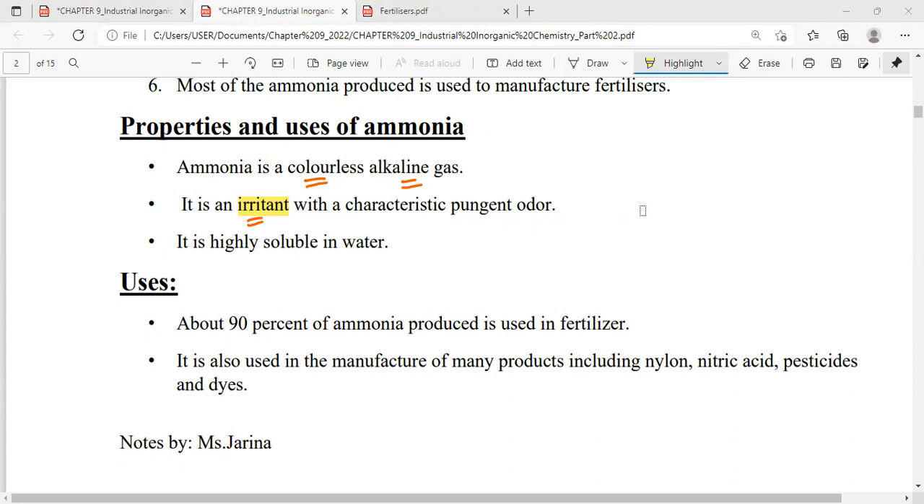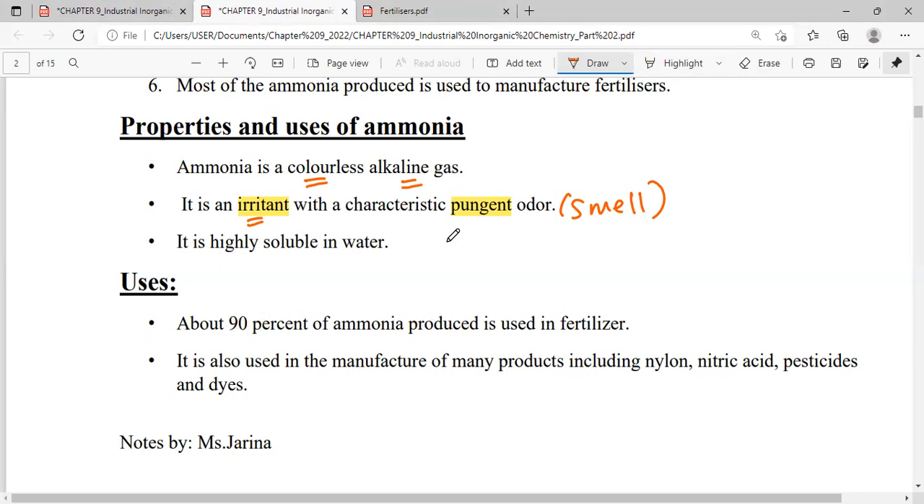You have to be careful of this gas, and it has a characteristic pungent odor. Pungent means it has a very strong smell. Even if you smell a little bit of it, it will be very sharp. Odor means smell. It is highly soluble in water. It is a gas that can dissolve in water very quickly.